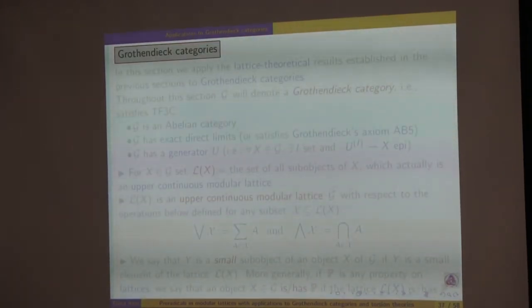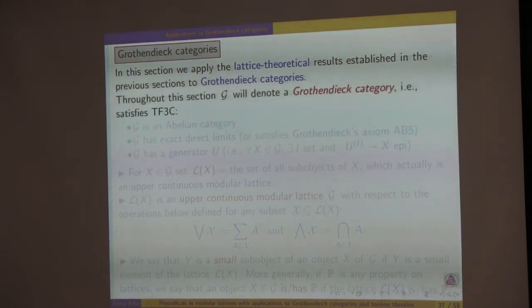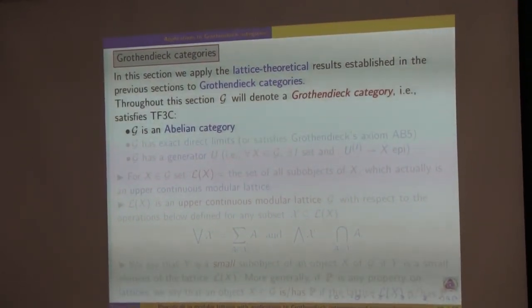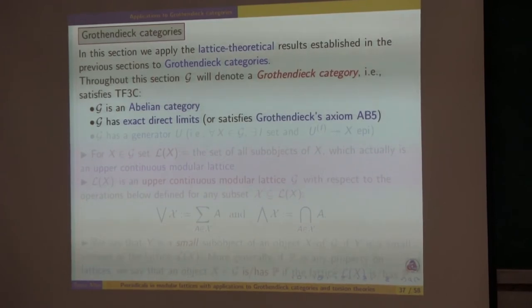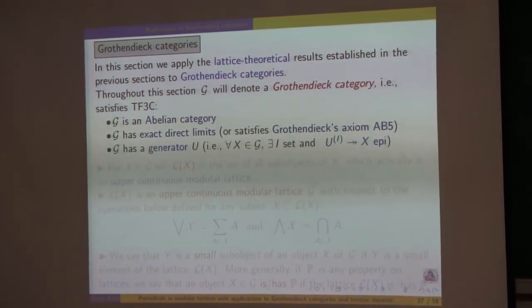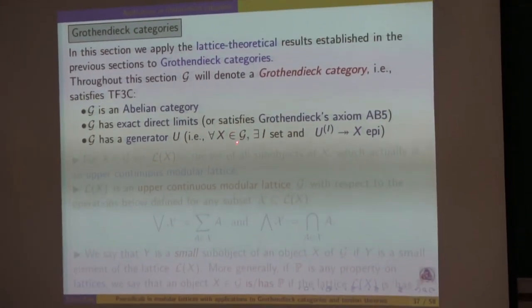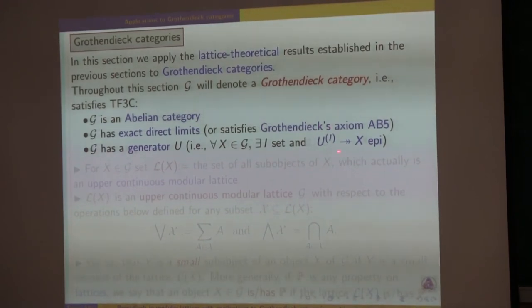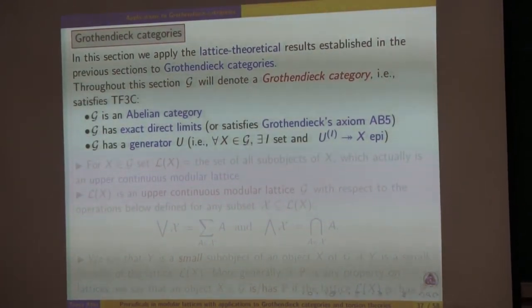Okay, so Grothendieck category, I will give very shortly the definition. We apply this one. So, what is a Grothendieck category? It satisfies the following three conditions. It is abelian. You can get all the things thanks to that. It has exact direct limits, or satisfies the axioms AB3, AB4, AB5. And it has a generator. What is a generator? For any object of G, we can find a set and an epimorphism from a direct sum of copies of it. So this means exactly what a Grothendieck category is. We have just a very rough description.